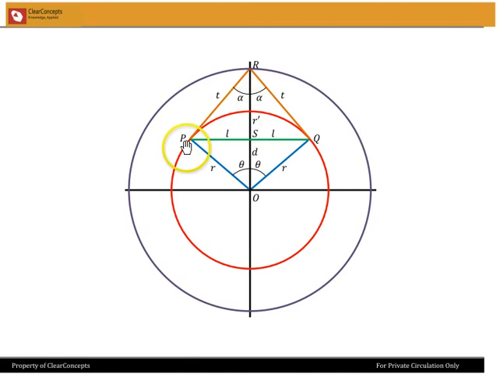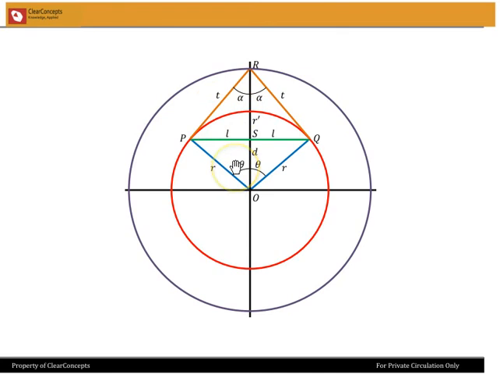So now the length of the tangents PR and QR is t. The length of the chord PQ is PS plus SQ and therefore 2l. The radius of the inner circle is small r, the radius of the outer circle is r dash, and the distance of PQ from the center, that is the length OS, is d. So everything is defined here. There are 7 quantities: r, r dash, d, l, t, and the angles alpha and theta.